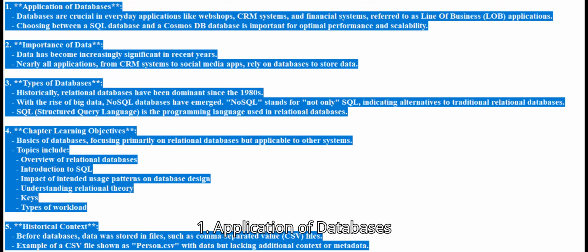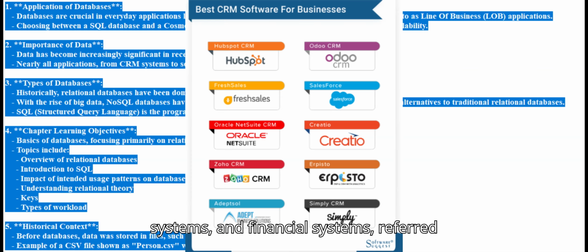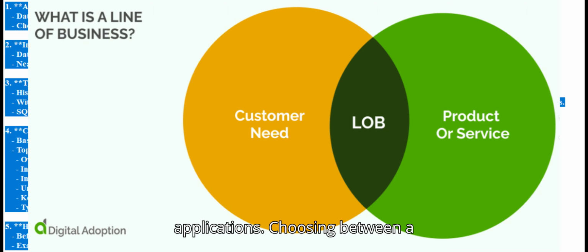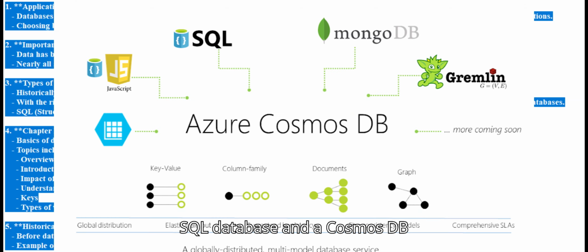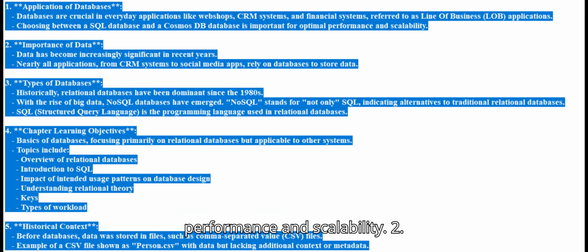1. Application of databases. Databases are crucial in everyday applications like web shops, CRM systems, and financial systems, referred to as line of business (LOB) applications. Choosing between a SQL database and a Cosmos DB database is important for optimal performance and scalability.